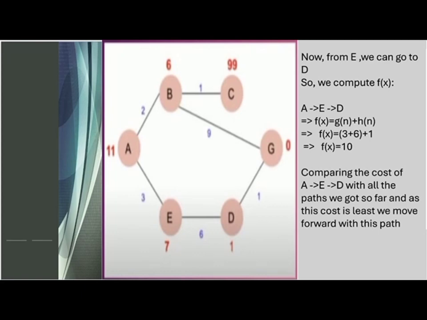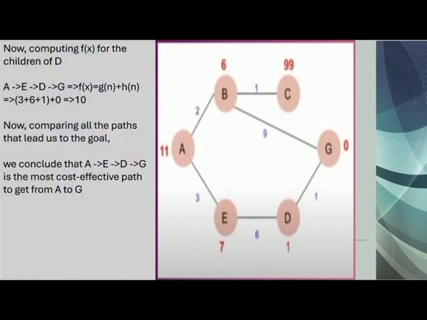Comparing the cost of A to E to D with all the paths we got so far, and as this cost is least, we move forward with this path. The next thing, the f of x for the children of D, A to E to G. So, as mentioned earlier, f of x is equal to g of n plus h of n as a general form. Here, 3 plus 6 plus 1 is a g of n value and 0 as an h of n value. So, if we sum, we get a value of 10.